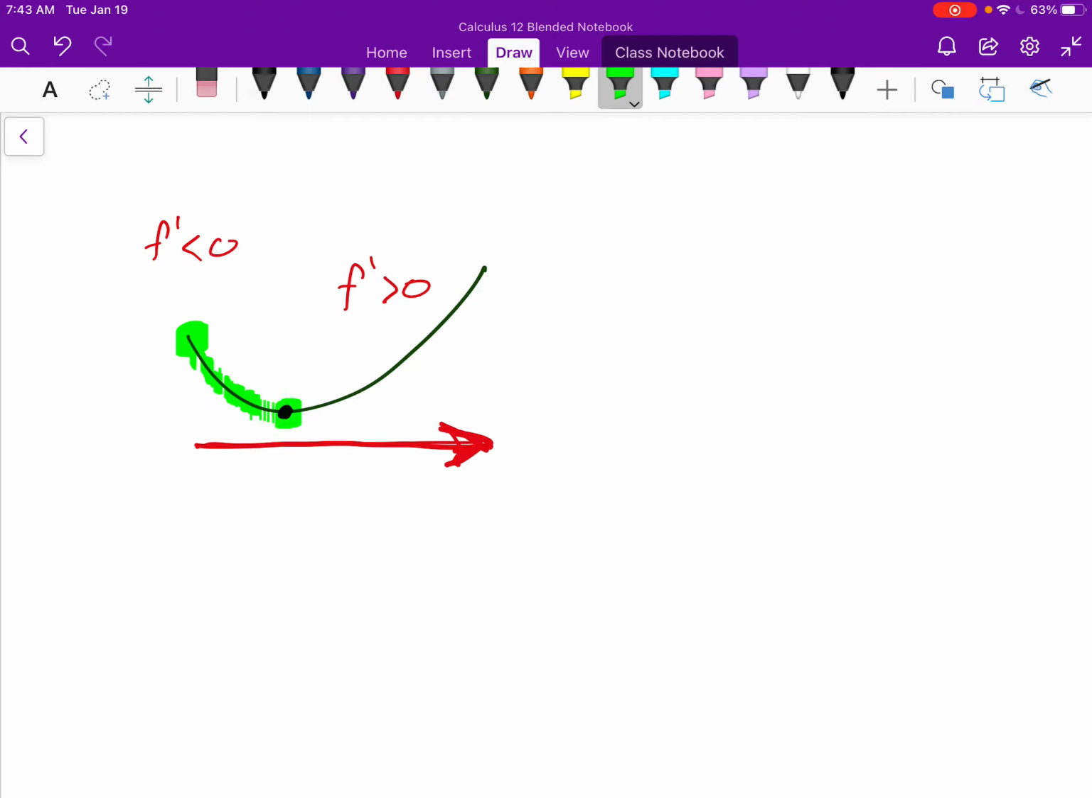At this instant right here, the first derivative is 0. And now the first derivative is positive. Just barely, but positive. And the more I go to the right, the steeper and steeper the function gets, which means the larger and larger the first derivative gets.